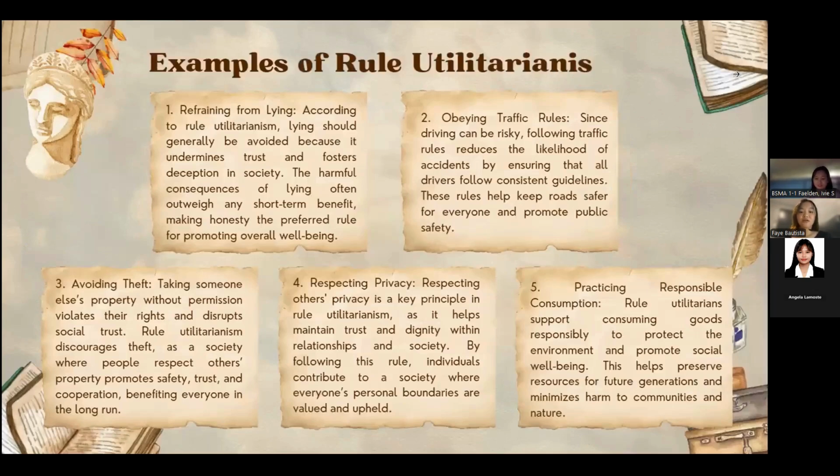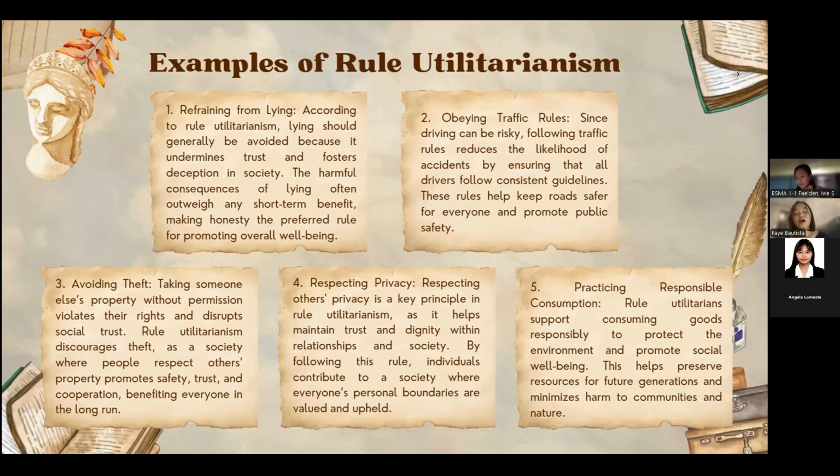First is refraining from lying. Rules discouraging lying matter because lying damages trust and leads to deception within society. By contrast, honesty promotes a stable foundation for relationships and well-being. Second is obeying traffic rules. Following traffic laws reduces the risk of accidents and promotes public safety. Consistent rules ensure safer roads for everyone.